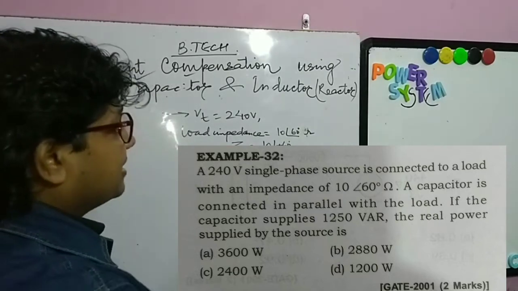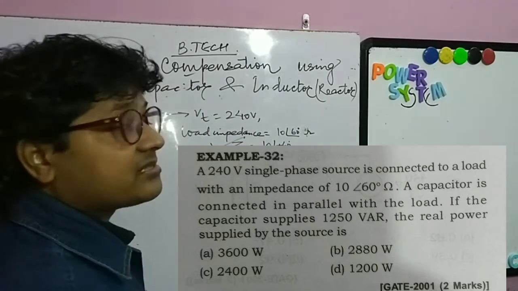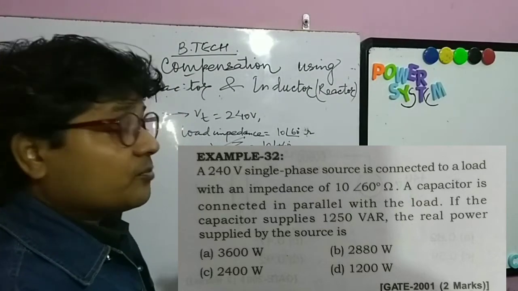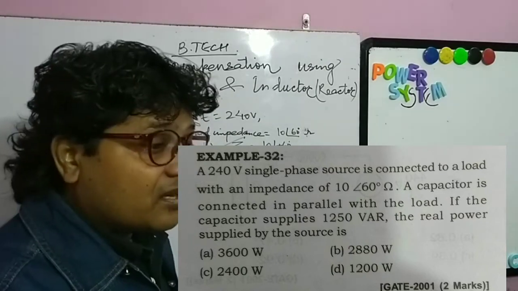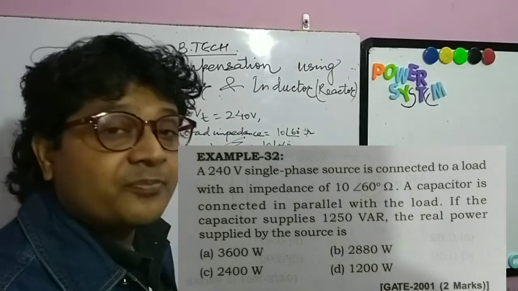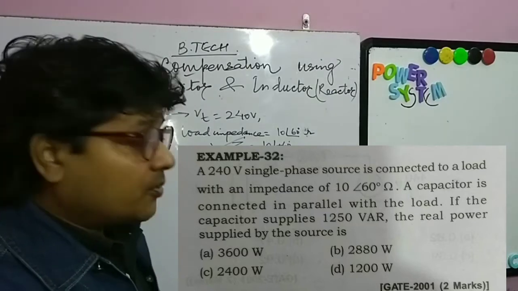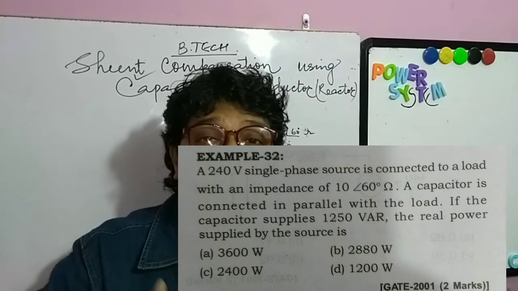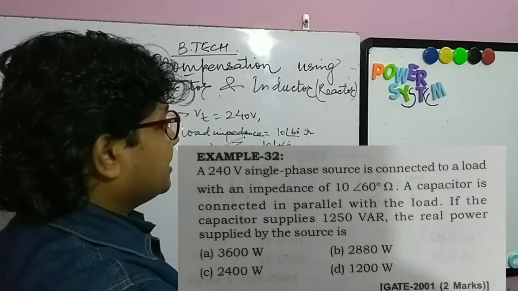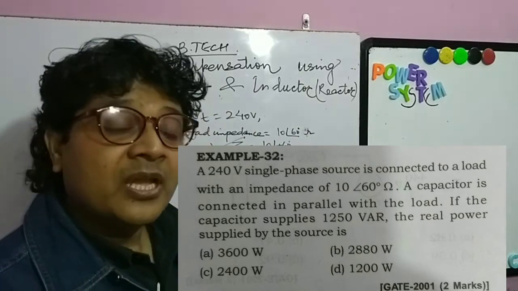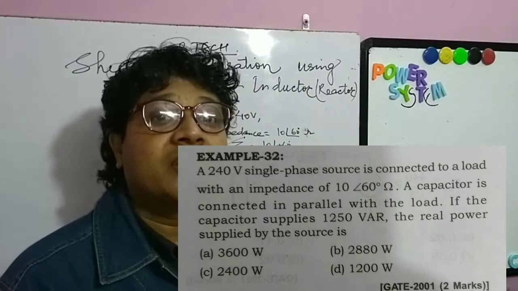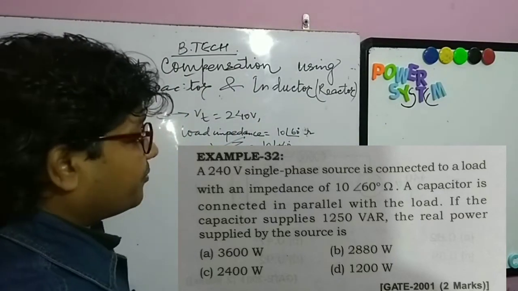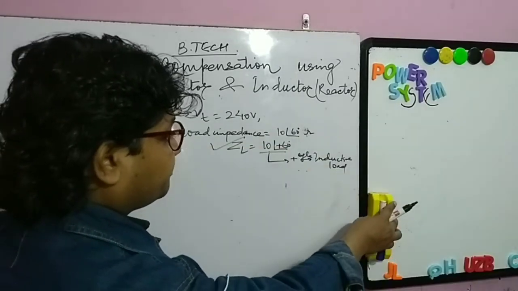But in our present case, we are provided with load impedance 10 angle 60 degree. Mind it, it means you have to provide additional reactive power using a capacitor. So what will be the role of the capacitor here? The role of the capacitor is to provide the reactive power, because this is an inductive load and it will consume active power as well as reactive power. All these things I have already discussed in our previous lecture, so you can go through that lecture.